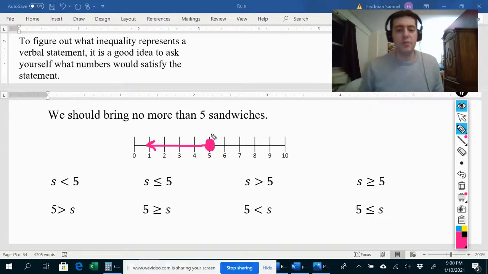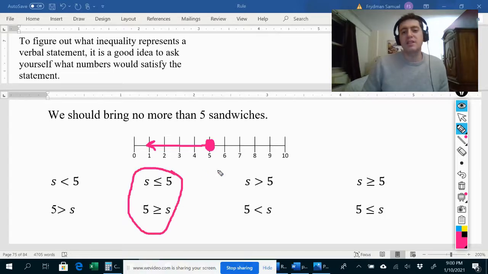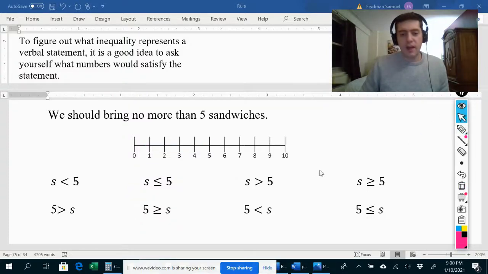So I said that this problem was similar to the last one. It's actually exactly the same as the last one. Okay, to not exceed something is the same as not bringing more than that thing. Okay, so these two again.